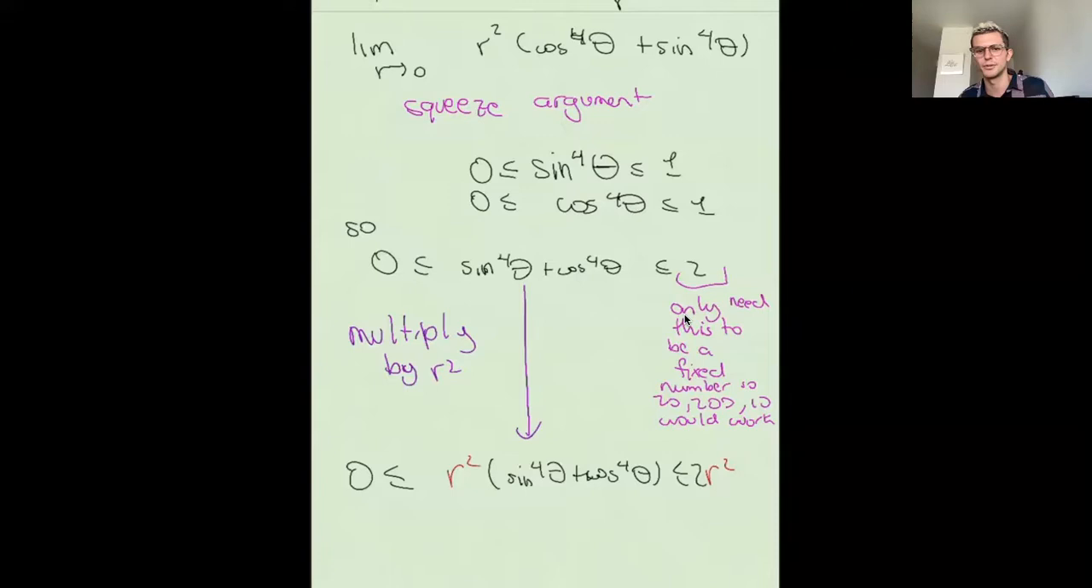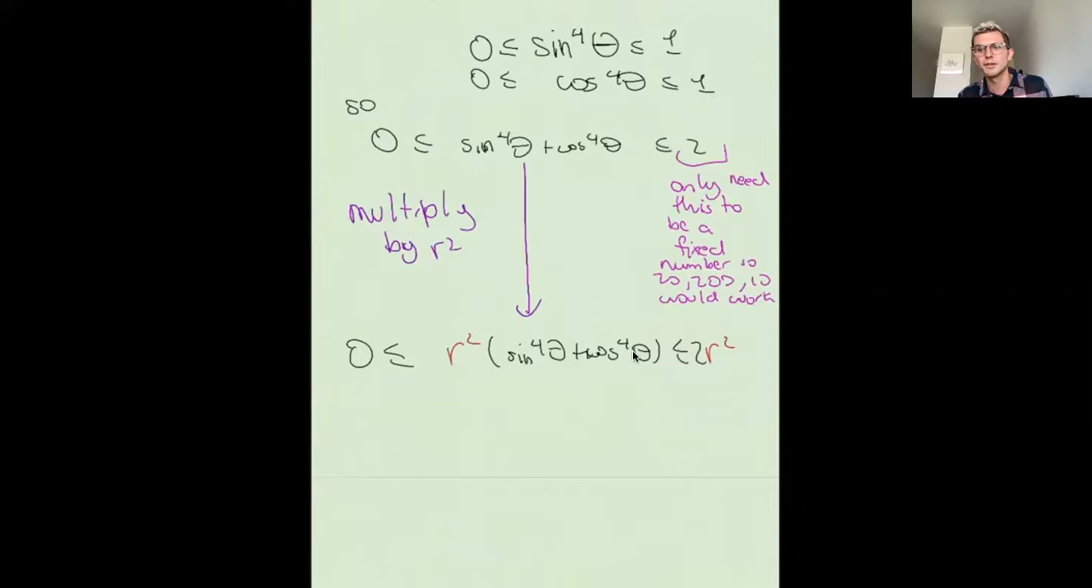The idea now is that this quantity is squeezed between two things that go to 0. The left hand side is already 0 in a sense, and this thing goes to 0 as r goes to 0. So this is already 0, nothing to do here. And so by the squeeze argument, that forces this limit to be 0. Is that making sense? Yes.